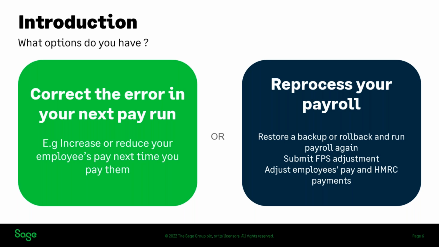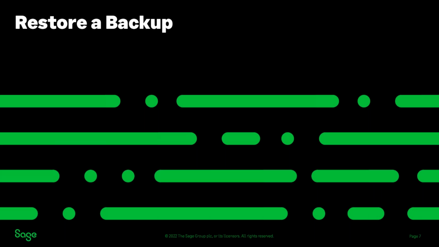The second option, which is what we'll be focusing on in the presentation today, is to reprocess your payroll. So you can either restore a backup or roll back and run payroll again. Submit your FPS adjustment and then adjust your employee's pay and of course your HMRC payments, those last two being done outside of the program. So those are the two options that you have when it comes to correcting a mistake. So let's have a look at the very first one, which is coming to restore a backup.